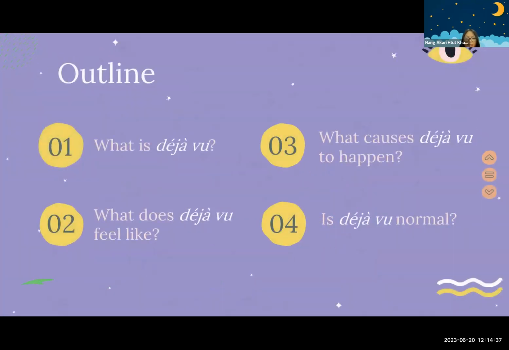Before we present anything, we will make sure you know the outline of our presentation. We divide it into 4 questions about deja vu. First of all, what is deja vu, followed by the second question, what does deja vu feel like? The third one is what causes deja vu to happen? And the last question is, is deja vu normal? So let's get started.